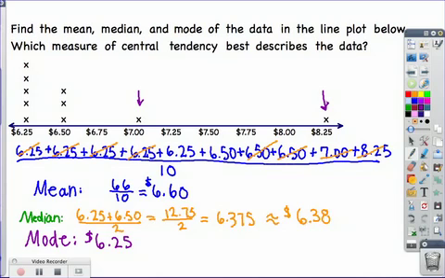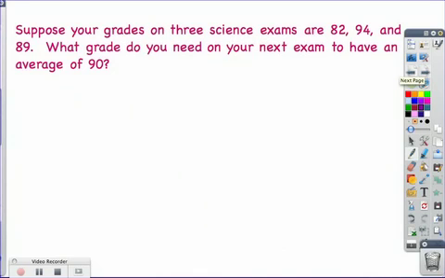Suppose your grades on 3 science exams are 82, 94, and 89. What grade do you need on your next exam to have an average of 90? This type of question is especially appropriate for students, since I always have students ask me, what do I need to get on my next quiz or test in order to get an A? Now you'll know how to figure this out on your own.